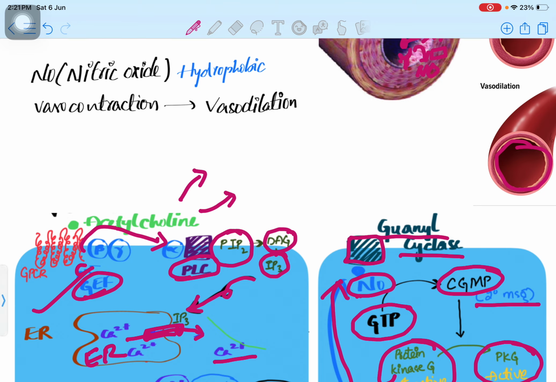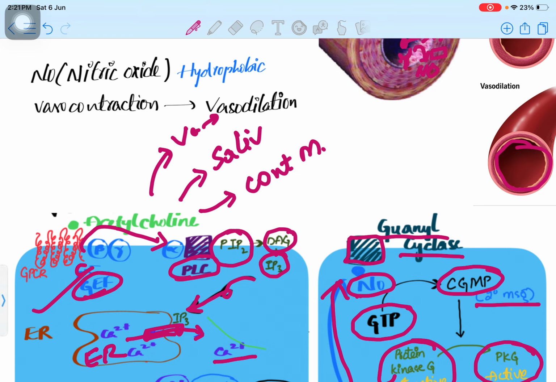We also must know that acetylcholine can do three functions. One, it does the vasodilation process here in the arteries, and it is also responsible for salivary secretion, and also for the contraction of the muscles.